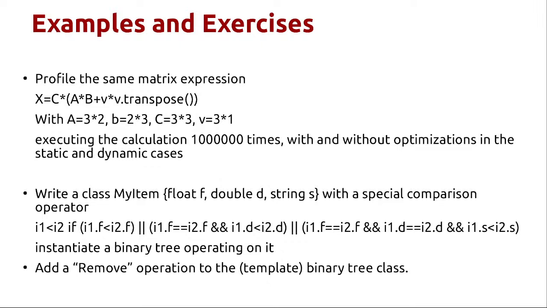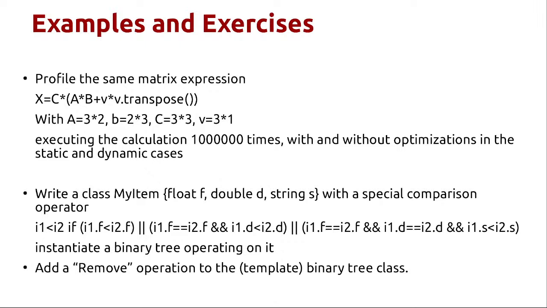It's very simple. And we're going to do it maybe now. So I'm asking you to construct a matrix expression where you have a matrix X and you assign the result of an evaluation of C times A plus B. You can write the very same expression where the elements have the dimensions that I'm writing on the bottom, or you might also make them different. Then you execute the calculation 1 million or 10 million times, depending on how fast is the machine. And I'm asking you to do the very same thing both in the dynamic and in the static case. Okay?